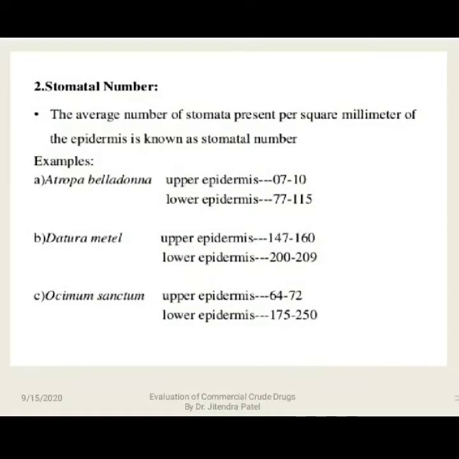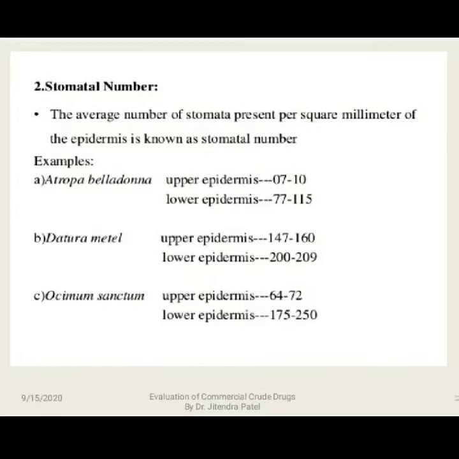Coming to the stomatal number, it is the average number of stomata present per square millimeter of the epidermis. It is known as the stomatal number, right? We need to remove the chlorophyll, and then in the epidermal cells we need to count the stomata, right? With the help of camera lucida, we prepare a 1 square mm area with the help of a stage micrometer, right? Then we trace the number of stomata per square mm area of the leaf. So how many are there per square mm?